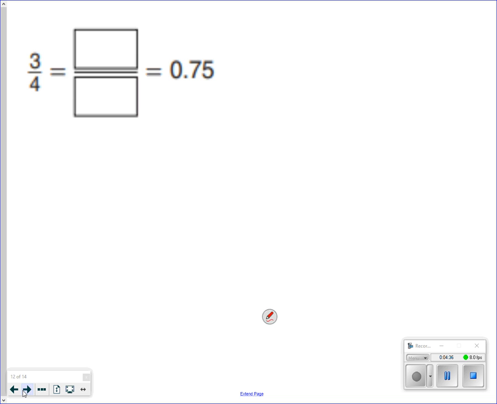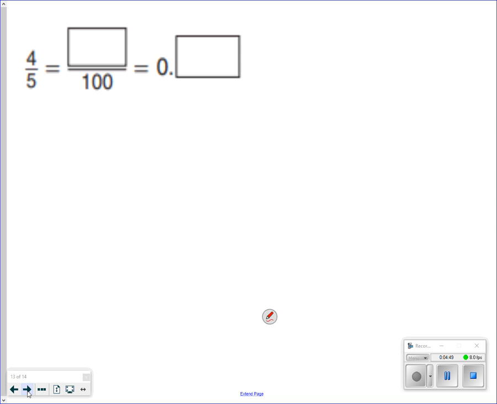How do we get to 75? Well, we're going into 100, right? So we get 100 here. 4 times 25 is 100. 3 times 25 is 75. 75 hundredths is 0.75. 5 times 20 is 100. 4 times 20 is 80. 80 over 100 is 80 hundredths.